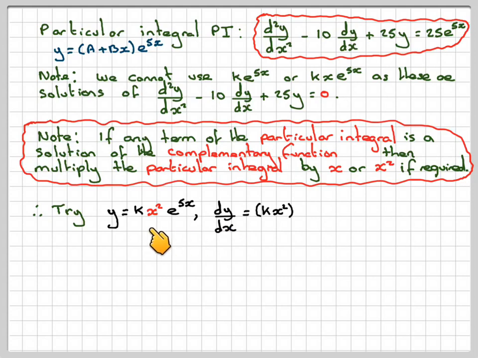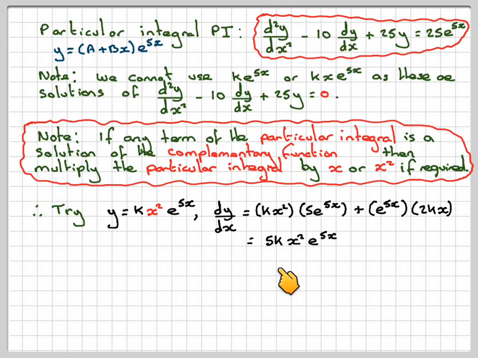So if we differentiate this, you have to use the product rule. We've got kx squared times the differential of e to the 5x, which is 5e to the 5x, plus e to the 5x times the differential of kx squared, which is 2kx. Tidying that up a little bit, we get 5kx squared e to the 5x plus 2kx e to the 5x.